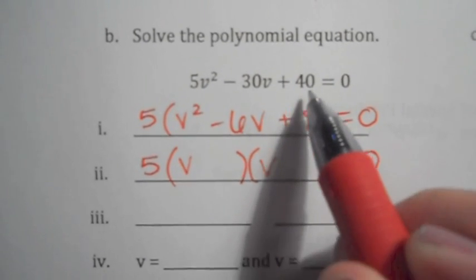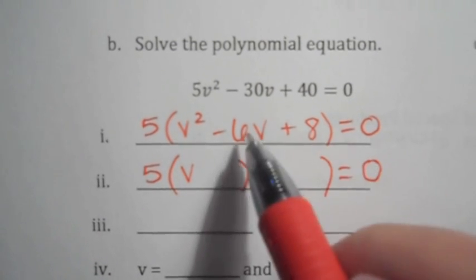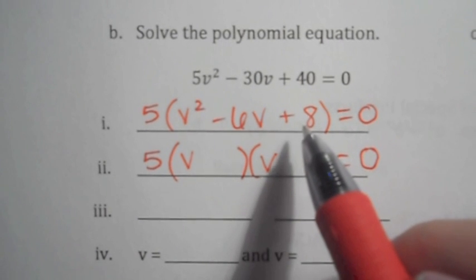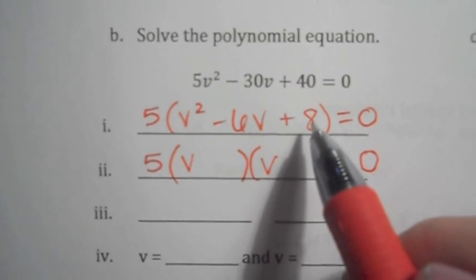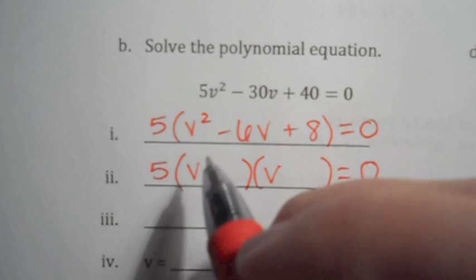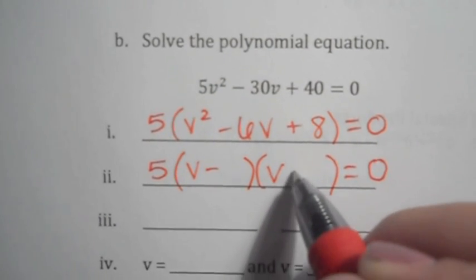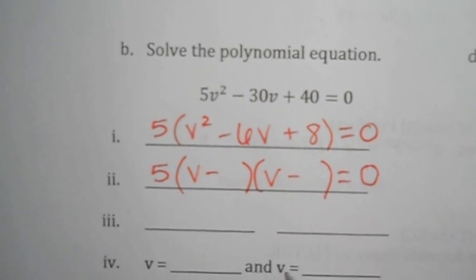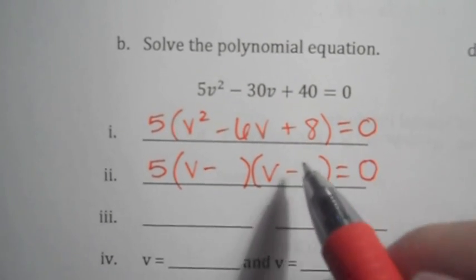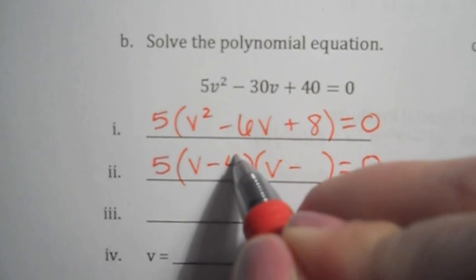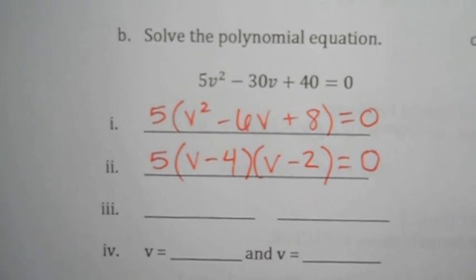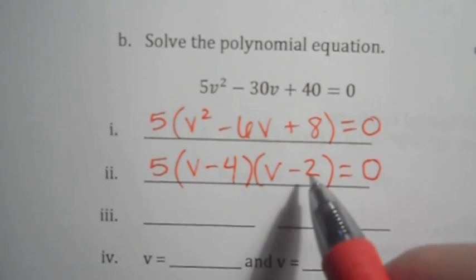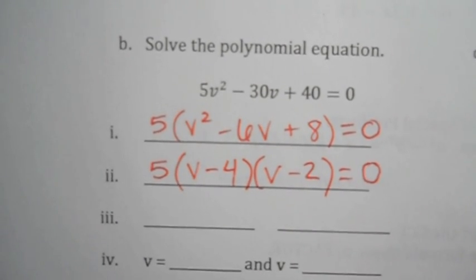Now we need two numbers that multiply to get a positive 8 and add to get a negative 6. Well, there's no way to have two numbers that are positive multiply to get 8, but then add to get negative 6. So that means they must be negative, because a negative times a negative would make a positive. Now what two numbers multiply to get 8 and add to get 6? 4 and 2. Negative 4 times negative 2 is positive 8. Negative 4 plus negative 2 is negative 6.